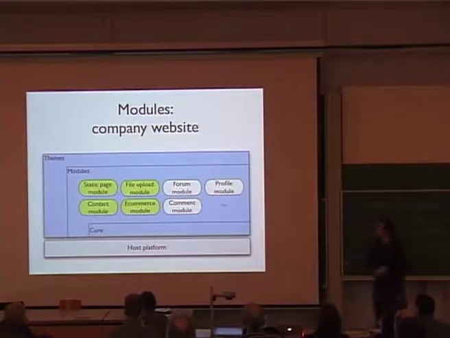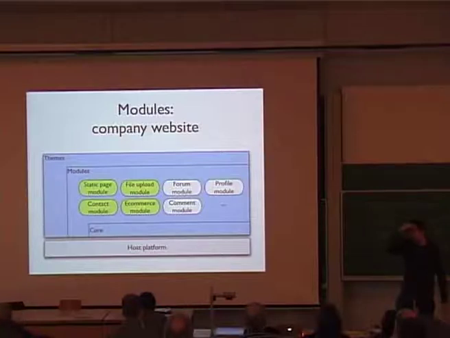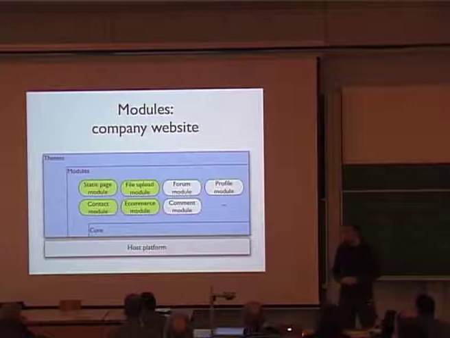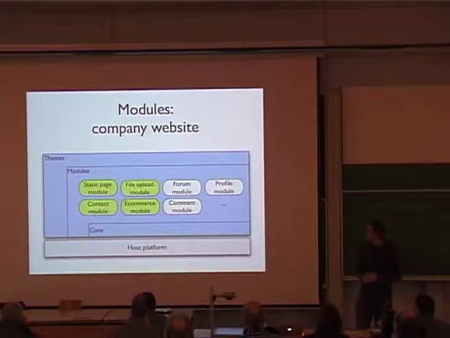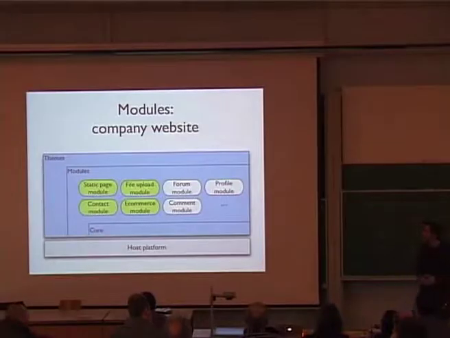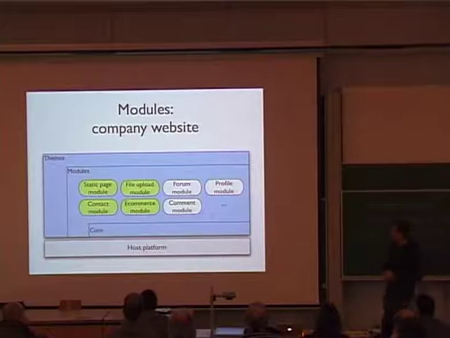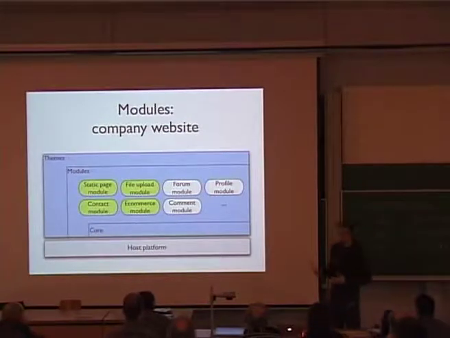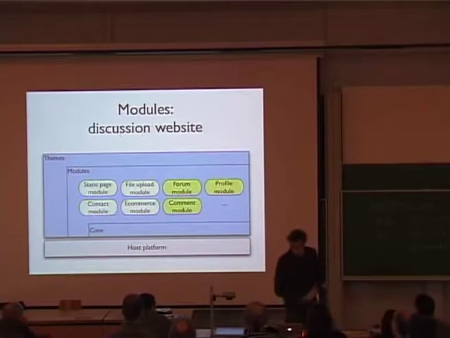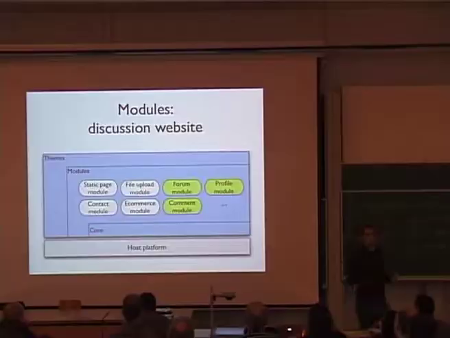So say you want to build a company website, how would it work? Essentially, you would just enable a set of modules. You would enable the static page module, so you can create static pages. You might want to enable the file upload module, so you can upload files to your Drupal site. You might want to enable the contact module or the e-commerce module to provide a contact form and to sell things off your website.